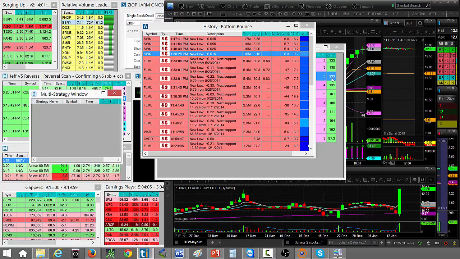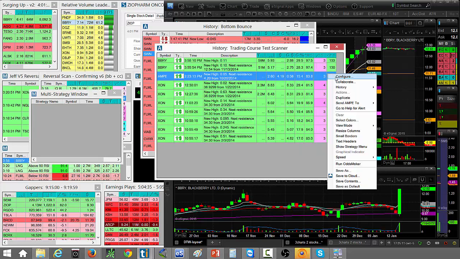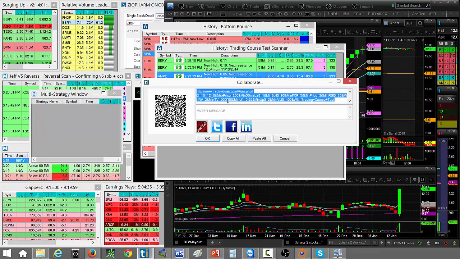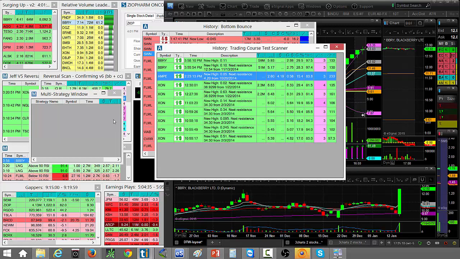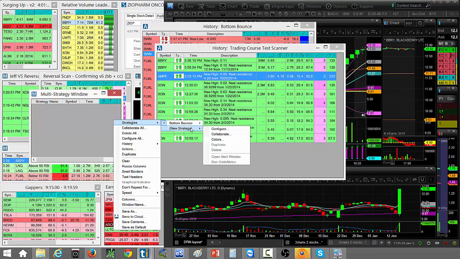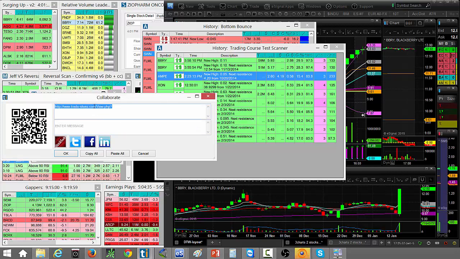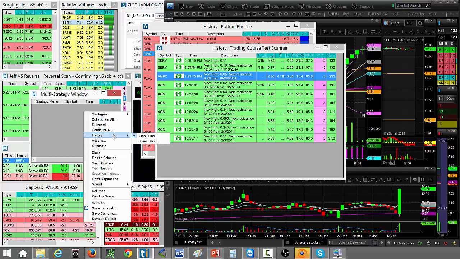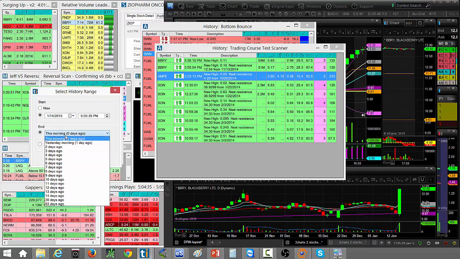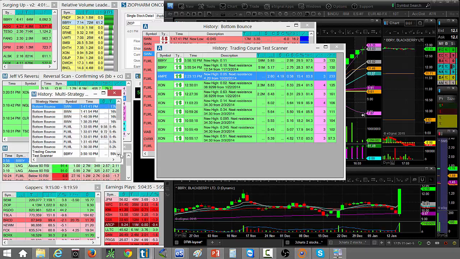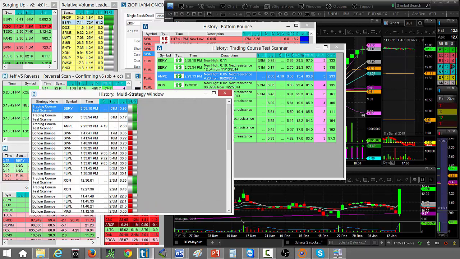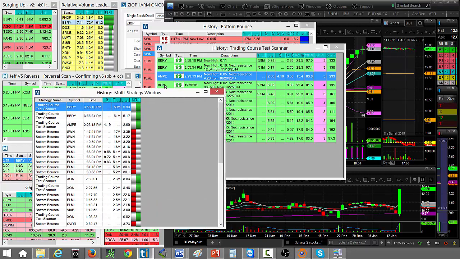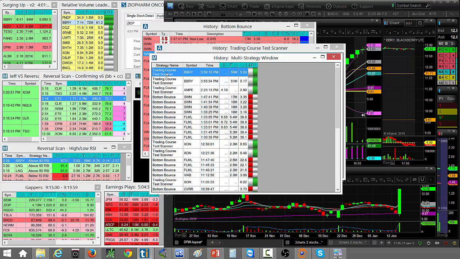Okay, and now we'll do the same thing on this one here. Collaborate, copy, strategies, new strategy, collaborate, and paste. Okay, and let's take a look at this. Time frame this morning is fine. And it looks like it didn't copy the colors, so we'd have to go and reset the colors. But what we have now are both the scanners together in one place.